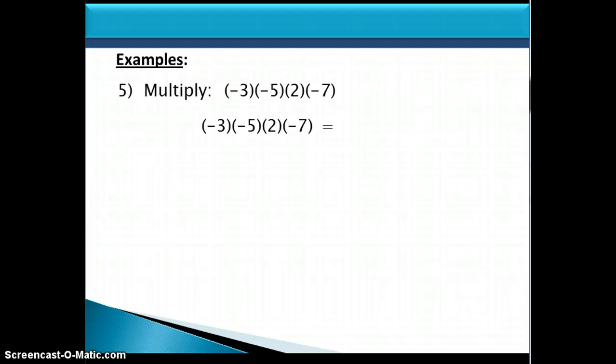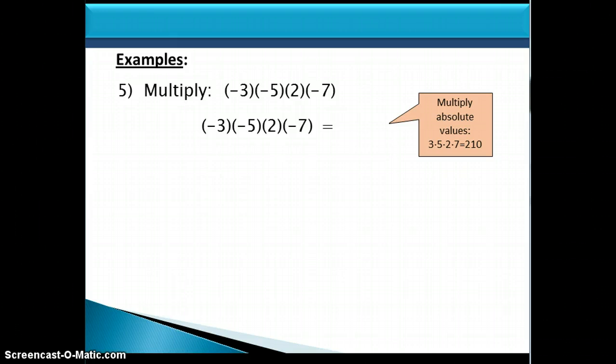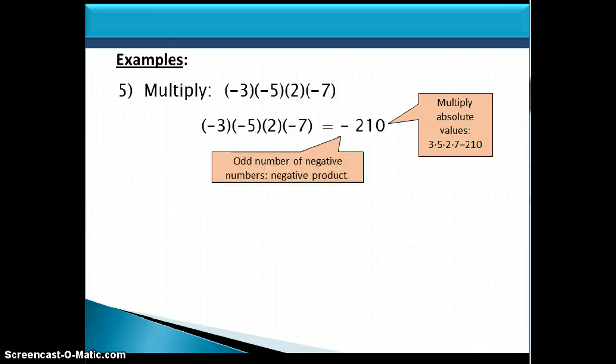Let's look at some examples. For this next example, we're multiplying negative 3 times negative 5 times positive 2 times negative 7. First we multiply their absolute values together, and we get 210. Then because we have an odd number of negative numbers, three negatives, we know that the product is negative. So our answer is negative 210. See how that works?